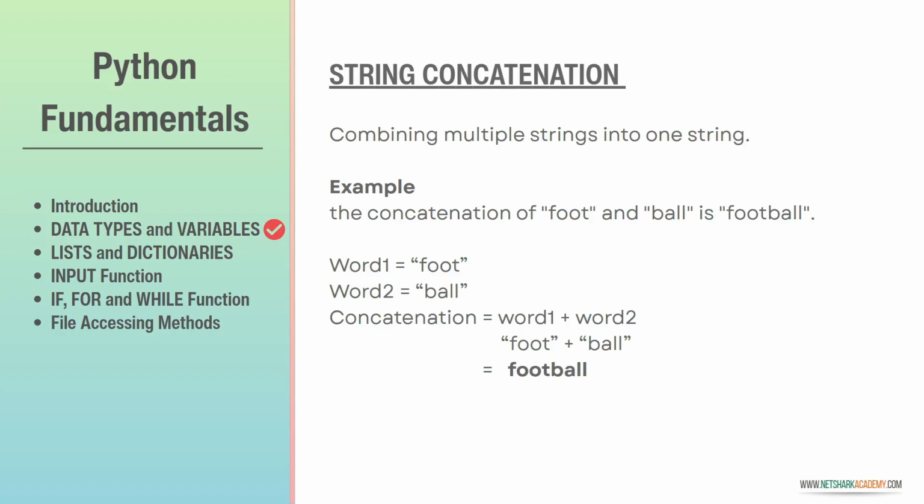String concatenation. Concatenation is the process of combining multiple strings into a single string. It's like joining pieces together to make a complete word or sentence. For example, if we have the strings foot and ball, concatenating them will give us football. In Python, we can do this simply by using the plus operator. Here, word 1 is foot, word 2 is ball. Concatenation of word 1 and word 2 will give the sum of word 1 and word 2, that is football.